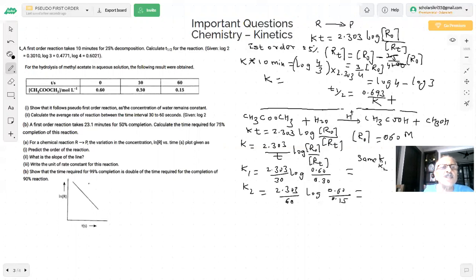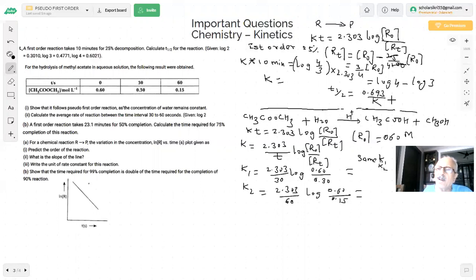What was the first question? Show that it follows a pseudo first order reaction. Because the concentration of water is not changing. We have told you here again, it is written that the concentration of water remains constant. So the result is this. What is the second part of this? Calculate the average rate of the reaction between the time interval 30 to 60 seconds.